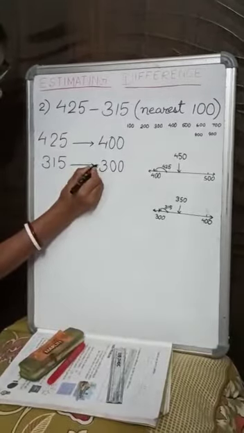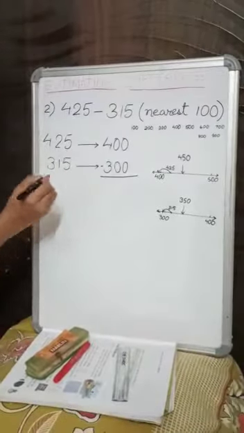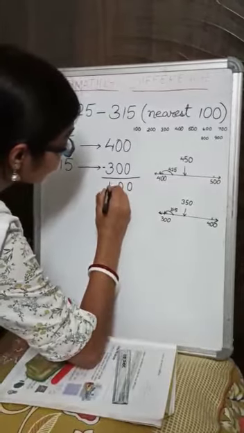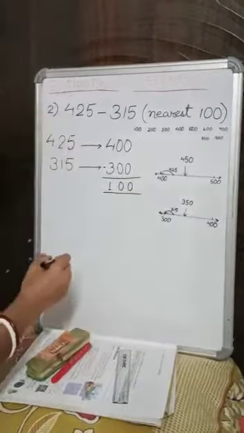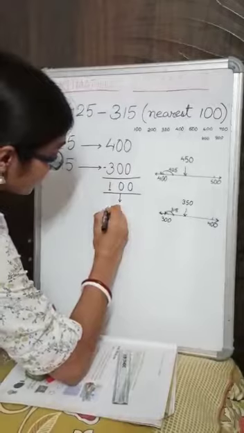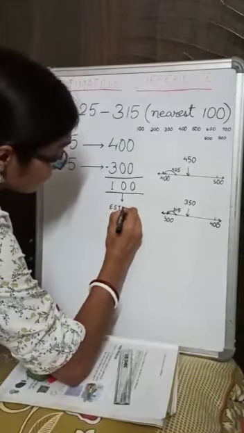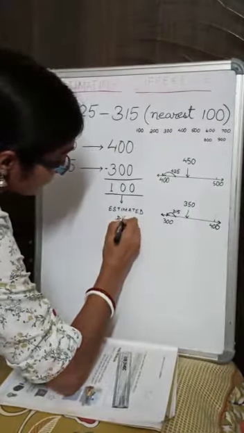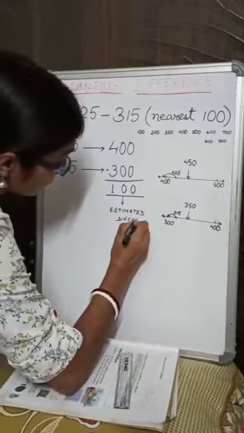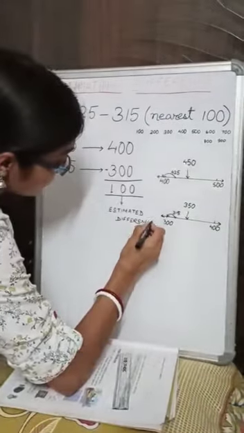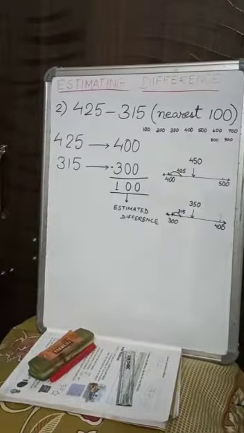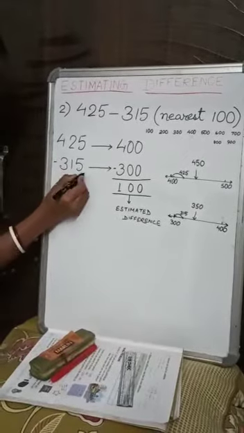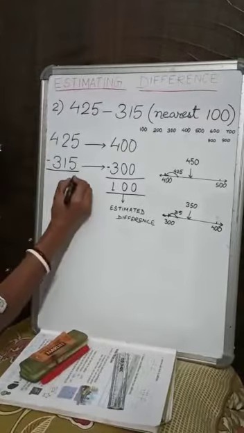Now when you subtract the rounded off numbers, what we will get? We will get the estimated difference. So here 100 is our estimated difference. And then these are the real numbers, the actual numbers given to us. So we will subtract them to find the difference. So let us subtract.